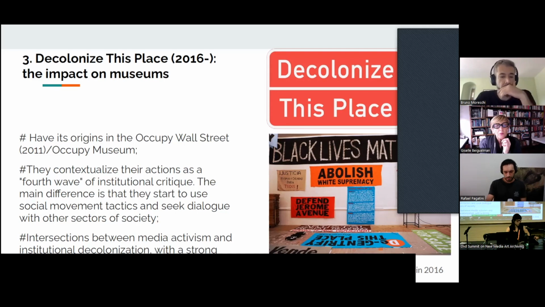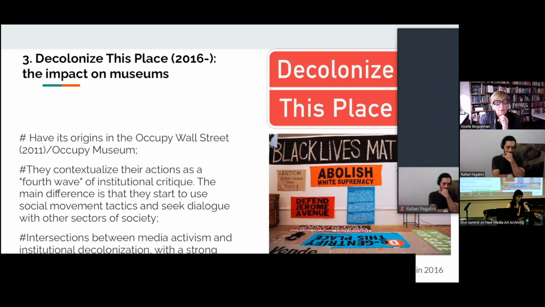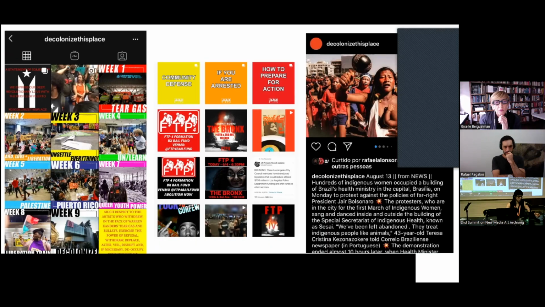And in an article written in 2018 for October magazine, they contextualized their actions among one of the phases of institutional critique, pointing out as a difference that they use more social movement tactics, seeking dialogues with other sectors of society. And because they have their origins in the Occupy movement in 2011, when it started as part of Occupy Museums, which was the beginning of activism on social networks, the use of these platforms is also very central in their actions.